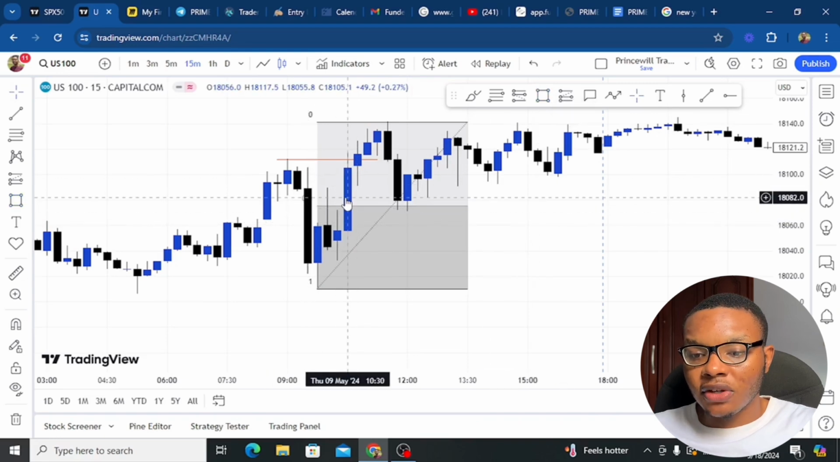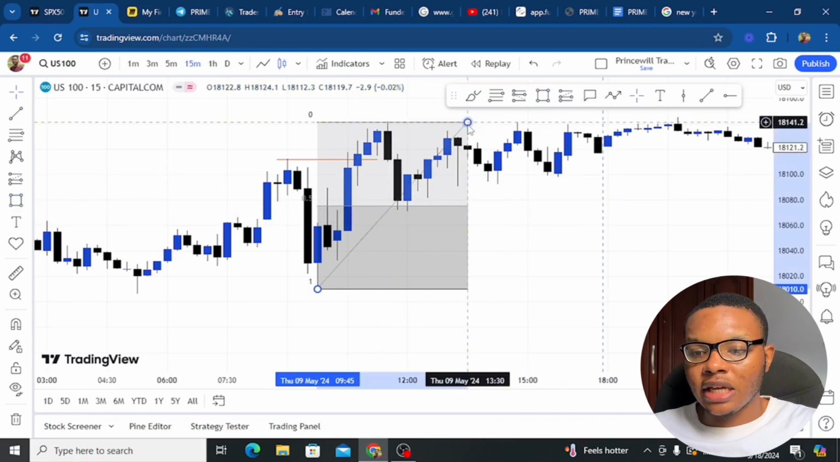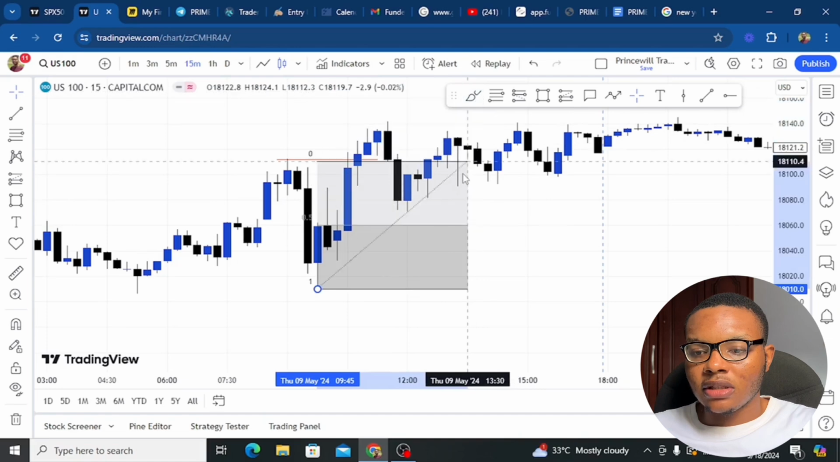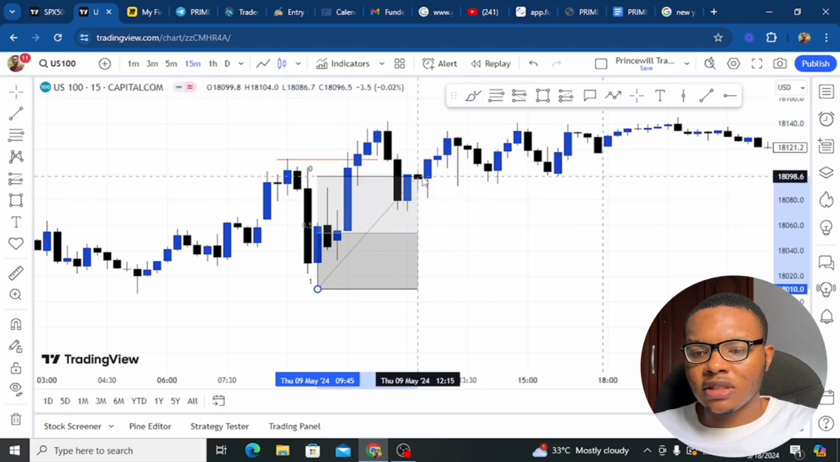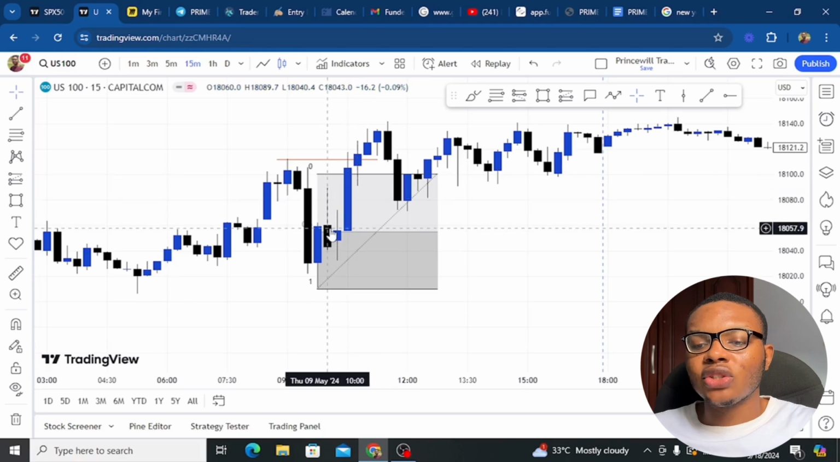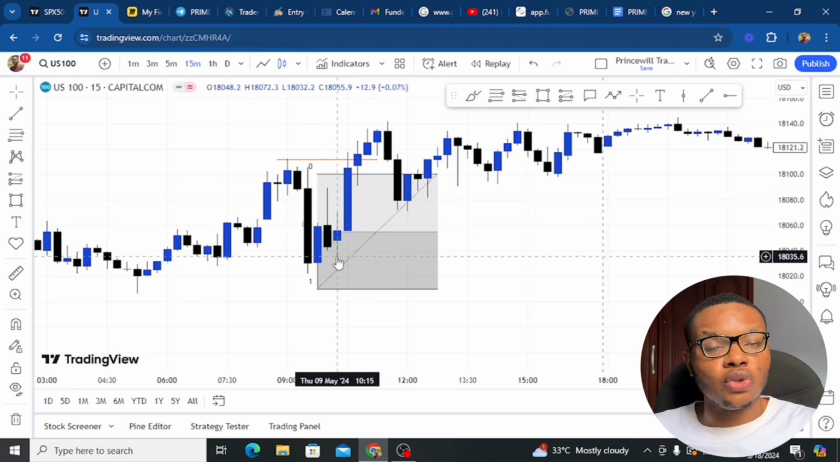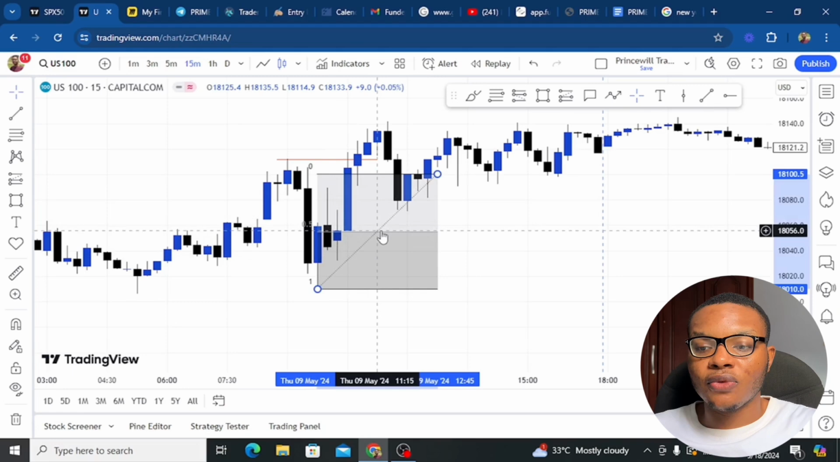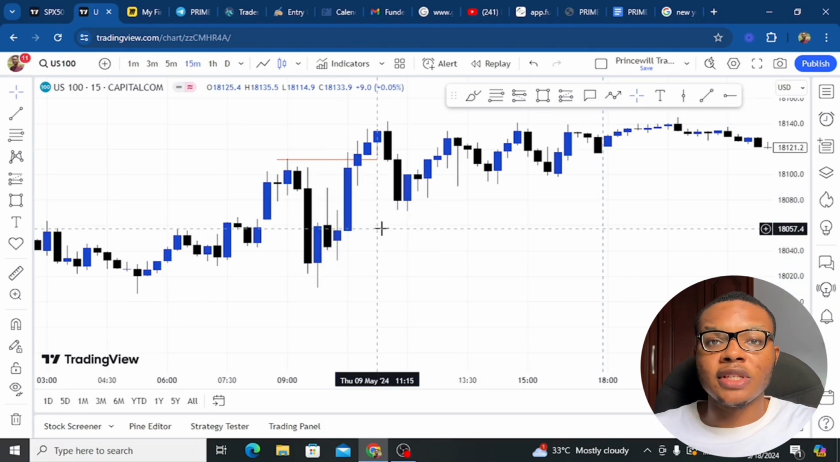If this is the only fair value gap, and let's say it's like this, or how do I draw this now to make it understood? Okay, good. If this is the only fair value gap and it's like this, you rather just go for the order block. Don't use the fair value gap to trade if it doesn't fall within the 50% range.